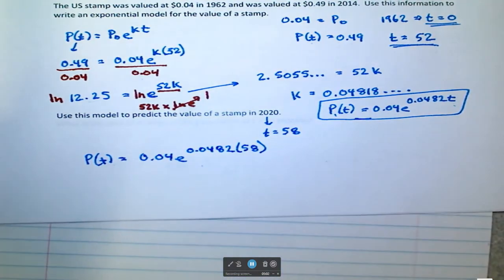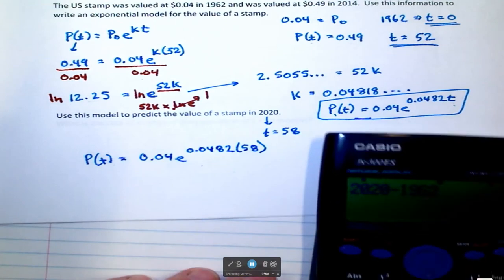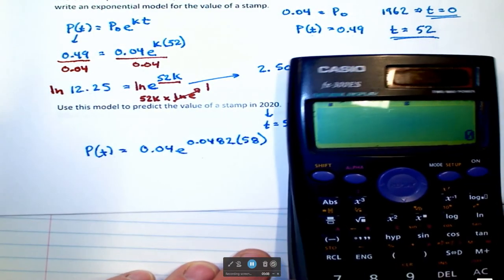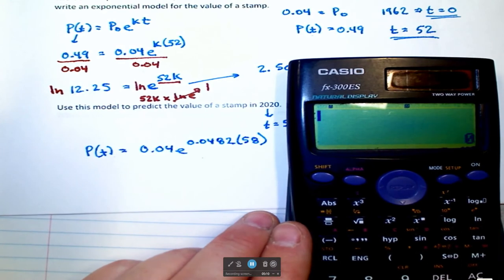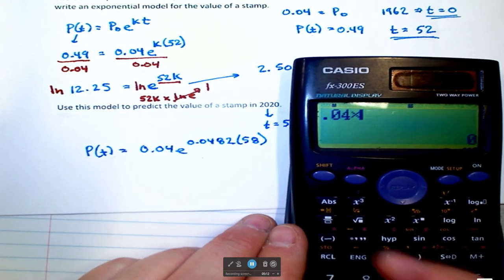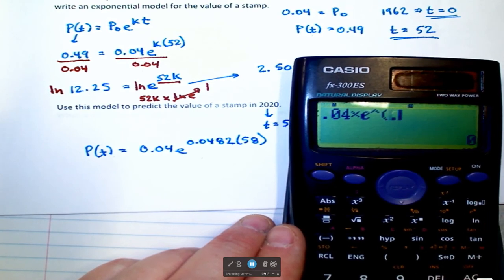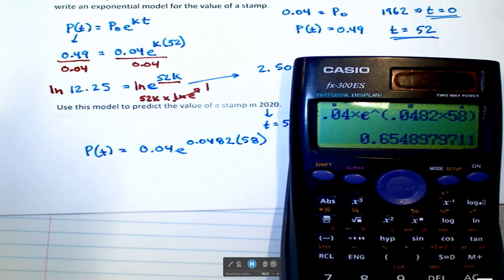And literally, we're just going to type this in. So I'll put my calculator where you can see it, hopefully. See if I can get it to show up in the light that I've got. And I'm going to take 0.04 times e, right? So it's above the ln key. Make sure you got your parentheses, 0.0482 times 58. Press enter. And I get 0.65489.